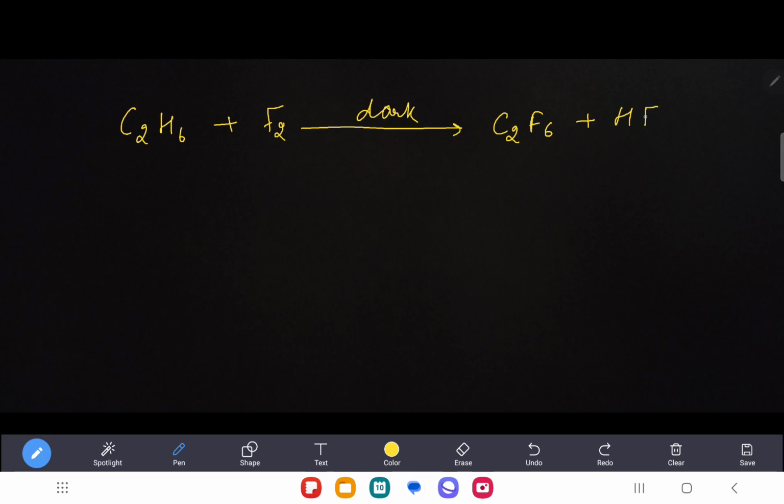On similar lines, for example, if I say C2H6 plus fluorine, and here I'm going to put dark condition. Basically, understand that fluorine has a very strong affinity to extract hydrogen. Wherever hydrogen is, it is going to attract hydrogen, and you're going to get C2F6, and HF shall be formed. So this is going to be 6HF. This is how the product shall be formed. Understood or not? So HF is formed in all of these fluorination reactions.